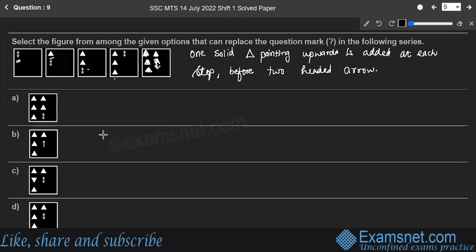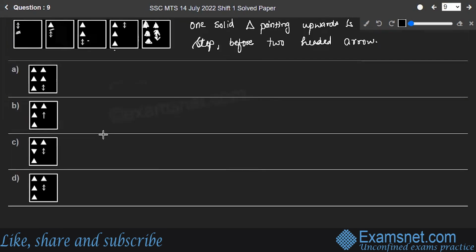Let's check. It matches exactly, not with option A. No. Here is a single arrow. So no. Here is a direction opposite. No. This is the correct one.